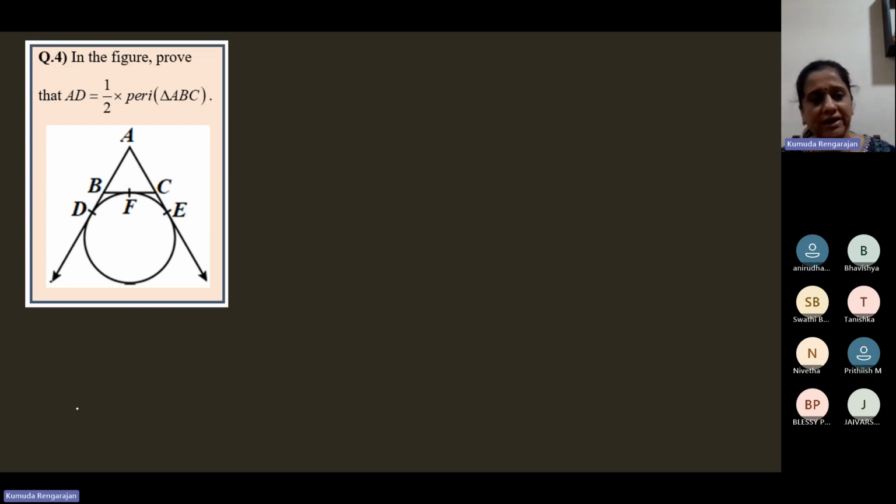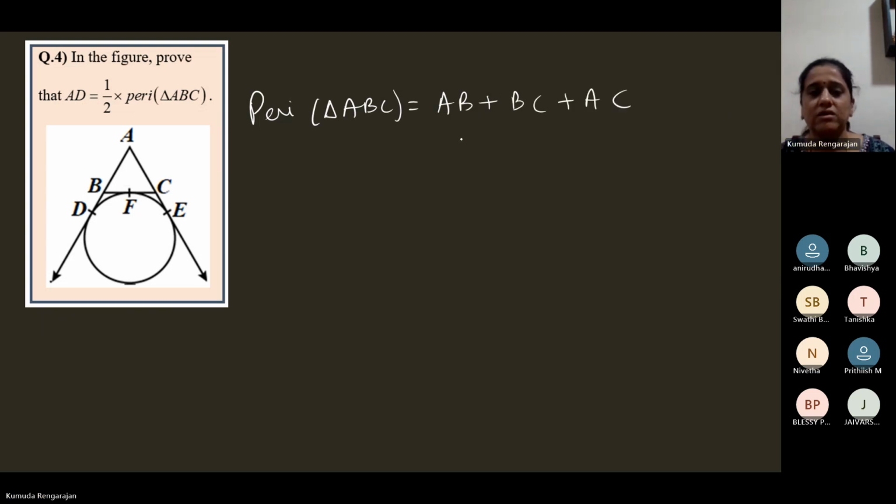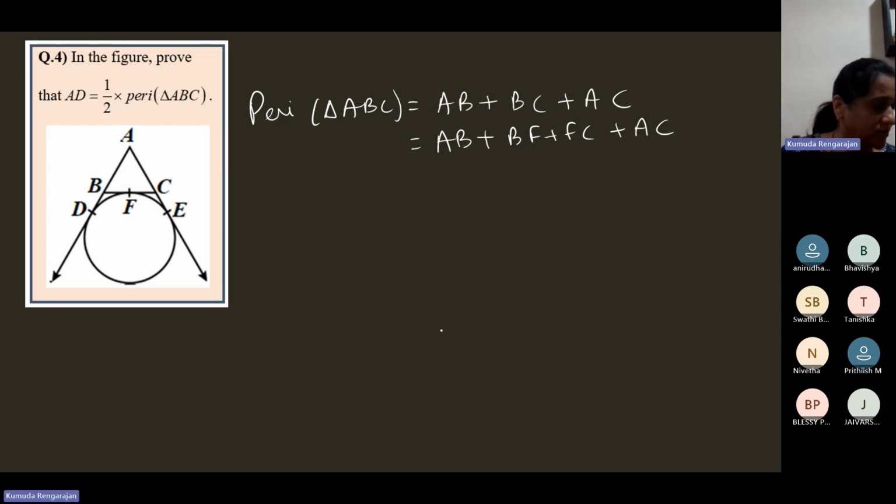So you need to prove AD is equal to half into perimeter of triangle ABC. So you should start with perimeter of triangle ABC is equal to, what is perimeter of triangle ABC? AB plus BC plus AC. Now AB plus BC plus AC can be written as AB plus BF plus FC plus AC, because AB is AB and AC is AC, and BC can be written as BF plus FC. That's why I told you AB is not equal to AC. Right?